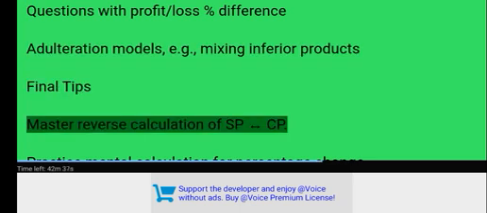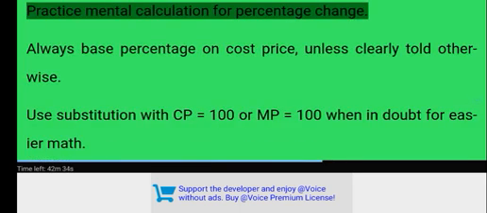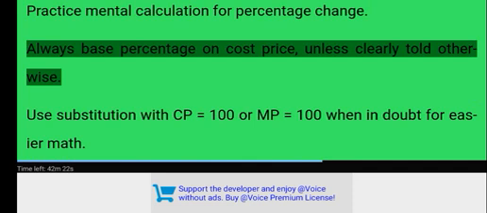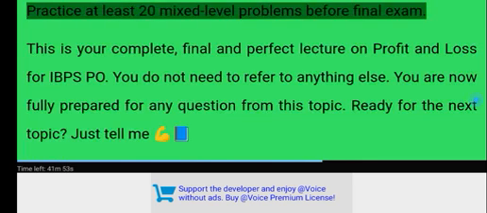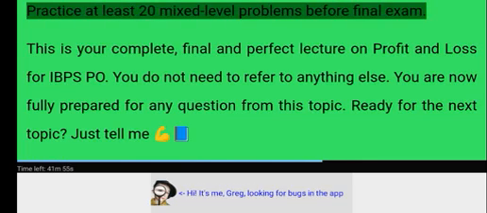Final tips. Master reverse calculation of SP and CP. Practice mental calculation for percentage change. Always base percentage on cost price, unless clearly told otherwise. Use substitution with CP equals 100 or MP equals 100 when in doubt for easier math. Practice at least 20 mixed level problems before the final exam.